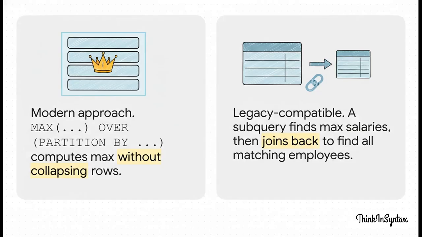So what's the right way to do it? Well, you've got 2 fantastic pro-level options. The modern, and I think more elegant way, is with a window function. It's awesome because it calculates the max salary without squishing the rows. But if you need something that works on older systems, the classic solution is a subquery join. You find the max salaries in one query, then join that back to your employee table. Both of them get you the right answer every time.